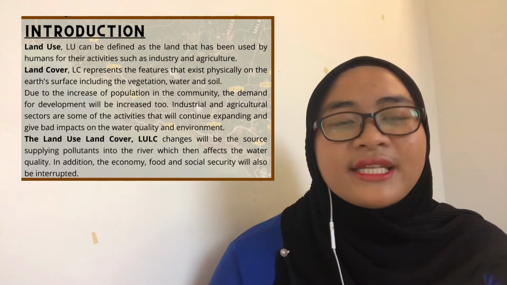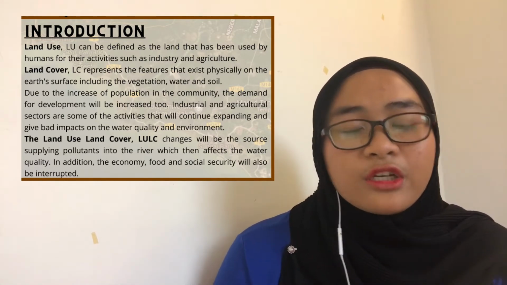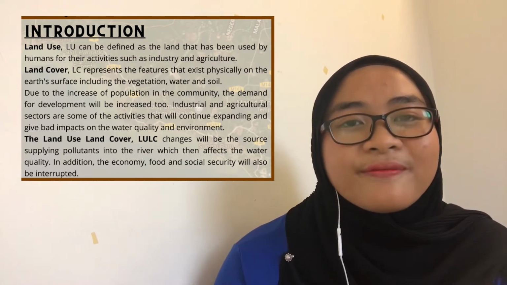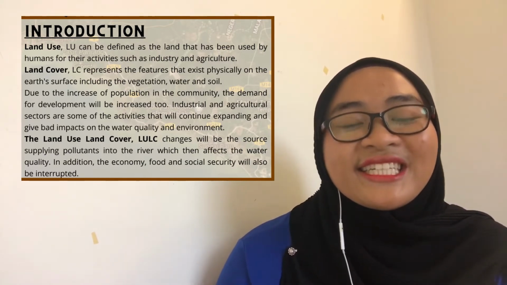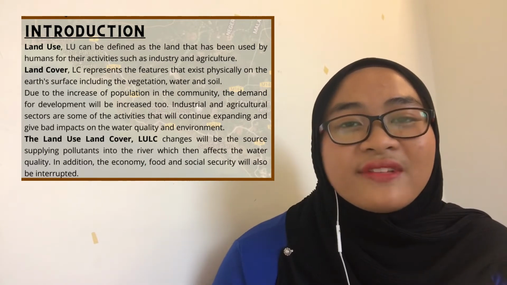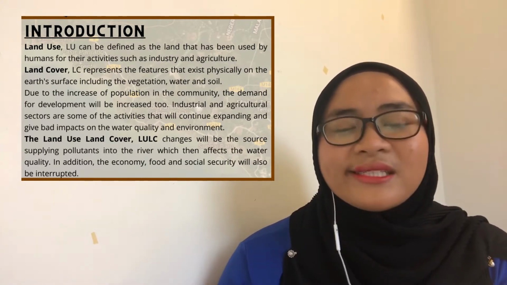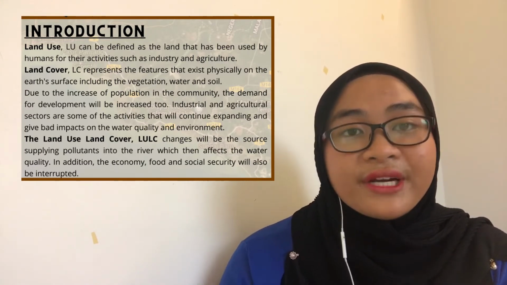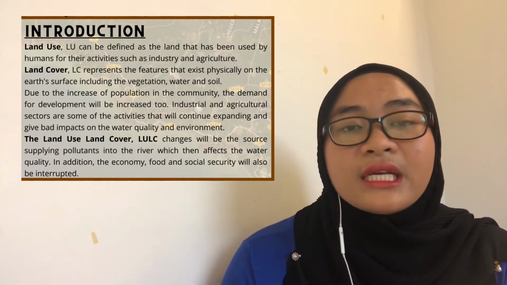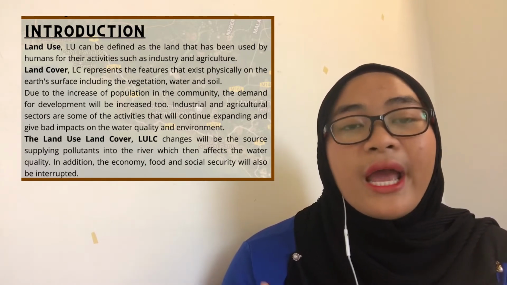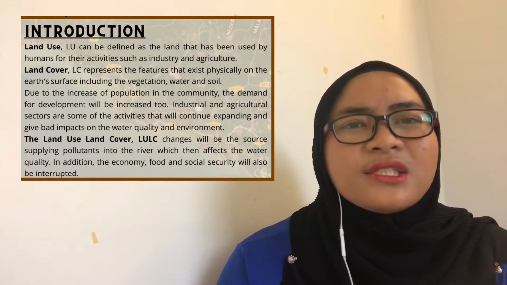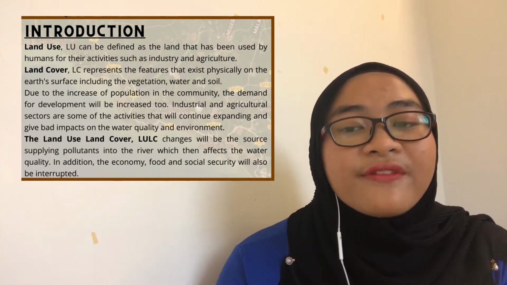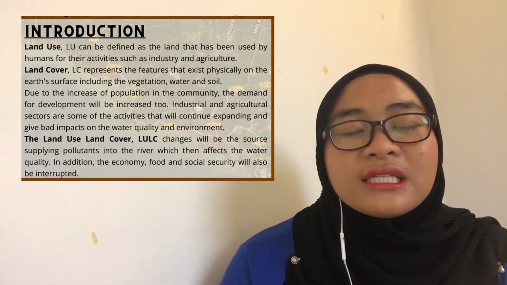So nowadays, due to the increasing population growth in the community, there will be an increase in the demand and need of land use for their shelter, education, economic activities, and many more. At the same time, this type of development will bring impacts to the environment, especially the water quality, including the pond, the stream, river, and also the ocean. This shows that LULC, land use land cover changes, will be a factor in supplying pollutants into the water column.